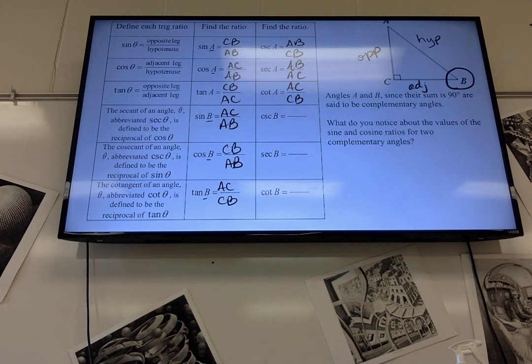That makes sense? We're going to do the same thing with B's. Cosecant of B, AB over AC. Cosine of B and secant of B are reciprocals. And cotangent and tangent.